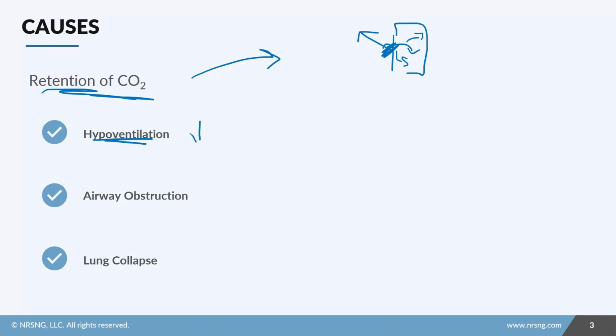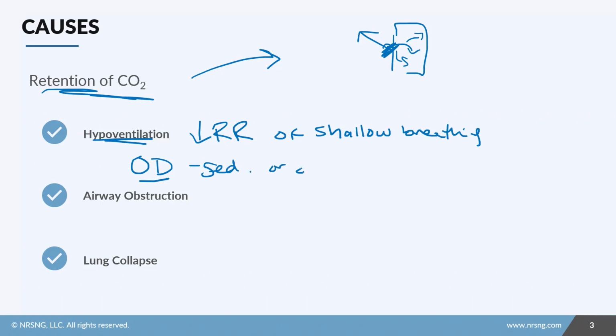Now, this could be a low respiratory rate or shallow breathing or both. Now, less breathing means less CO2 being blown off, and so it stays in our bloodstream. Now, this happens quite frequently with any kind of overdose on sedatives or opioids. So other possible causes of CO2 retention are obstruction of the airways or anything that prevents expansion of the lungs.